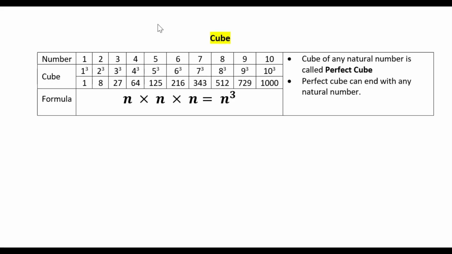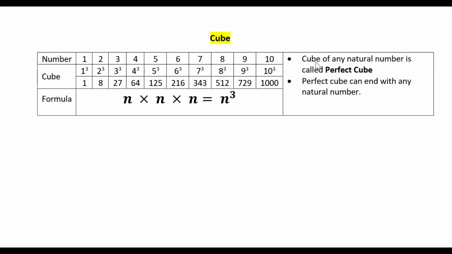Okay, now let's look at cube. Very similar to square, the cube is a number getting multiplied 3 times. In square, the number gets multiplied 2 times. So if you look at the numbers 1 to 10, here the number is getting multiplied 3 times, so the power is 3. For every number, for the cube, we put a power of 3. So 1 cube, 2 cube, 3 cube, 4 cube, and so on. 1 cube is 1, 2 cube is 8, 3 cube is 27. Okay, so this is how the cube works.